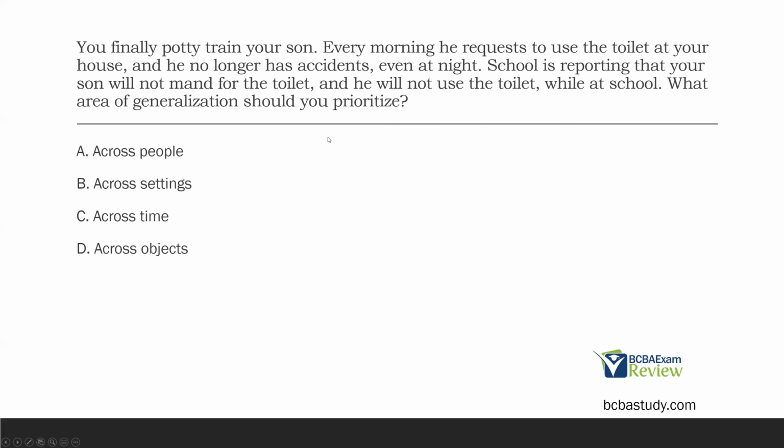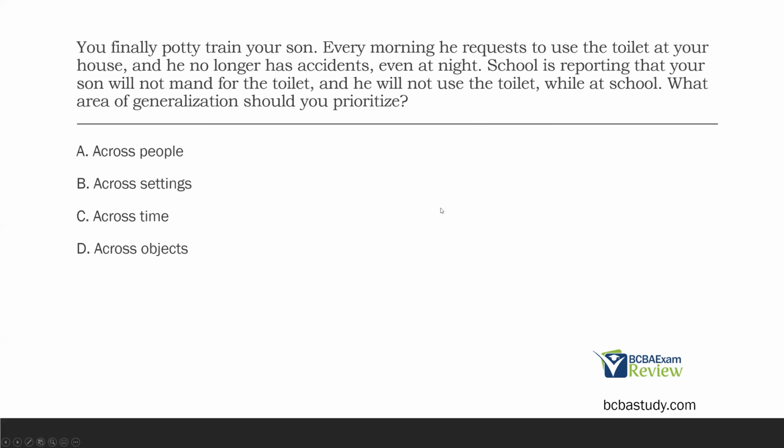So what area of generalization should we prioritize? Should we prioritize across people? Well, there's no indication it's a people issue, okay? We just don't get enough information that it's across people. Now, if there's not a better option, we could pick people, but let's see if we have a better option. Settings is going to be a better option. We just have more information backing up that he has problems in different settings, okay?